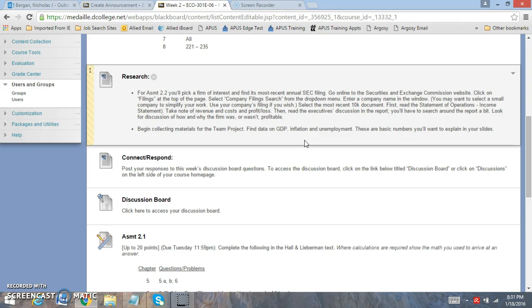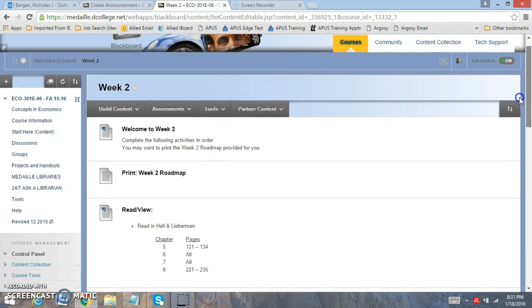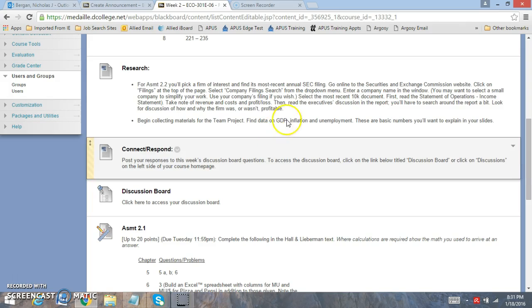Now, select the most recent 10-K document, read the statement of operations, take note of the revenue and costs and profit and loss, then read the executives' decisions in the report. You have to search around for a little bit, and you're going to look for a discussion on how the firm was or was not profitable. What were some of the challenges that the firm faced, and how was the firm dealing with these particular challenges?